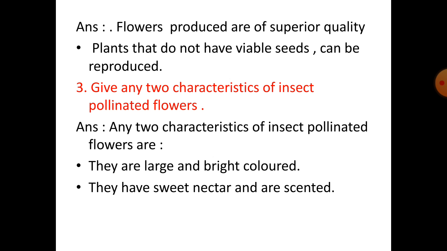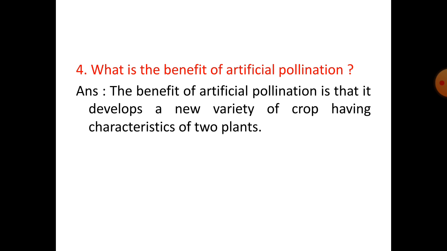Give any two characteristics of insect pollinated flowers. Any two characteristics of insect pollinated flowers are they are large and bright colored, they have sweet nectar and are scented. Number 4. What is the benefit of artificial pollination? The benefit of artificial pollination is that it develops a variety of crop having characteristics of two plants.